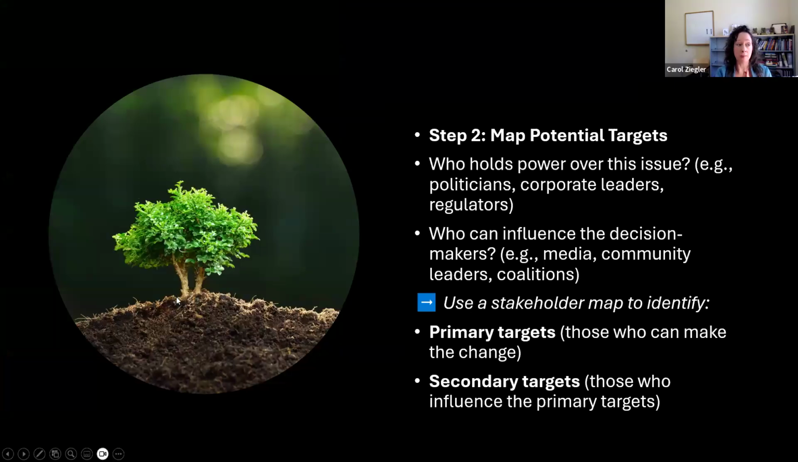And then step two is they map these potential targets. So this gets into power, right? And political determinants. So who holds the power? Is it politicians? Is it corporate leaders? Is it business leaders? Is it the local utility, right? And who can influence the decision makers? So how does media play a role? Community leaders, coalitions. And then we give them a template of a stakeholder map. They use that map to start to identify who are their primary and secondary targets for their advocacy project.